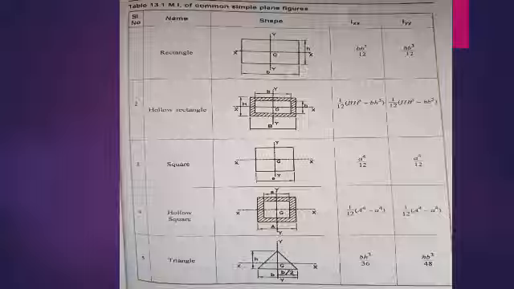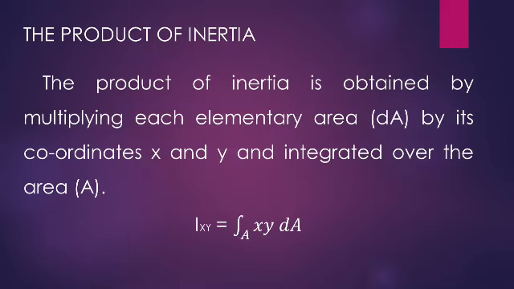Then we are moving towards the product of inertia. What is meant by product of inertia? Product of inertia is obtained by multiplying each elementary area dA by its coordinates x and y and integrating over the area A. Product of inertia is represented by capital Ixy. Its unit is also unit power 4. If the values are given in millimeter, then millimeter power 4.